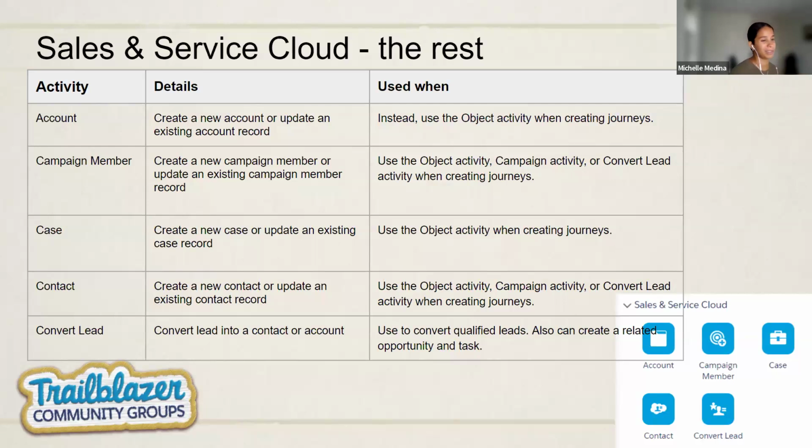And then you have a convert lead activity. So that really just converts a lead in your system into a contact or an account. So you want to convert those qualified leads. Make sure to set the configuration correctly, make sure that the lead status is all making sense before you actually do configure it. You have to configure what that qualification means to you and your business. So just make sure that's correctly configured. Then you can also create a related opportunity and task with this convert lead. So it's a great feature to have as well.